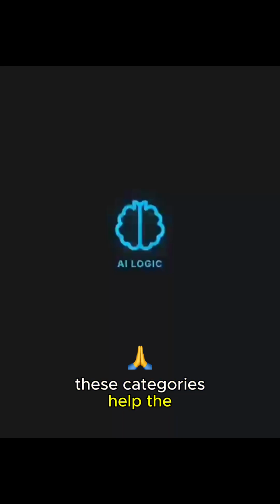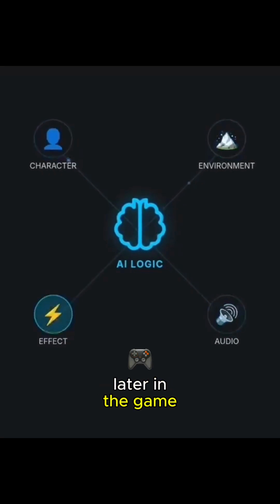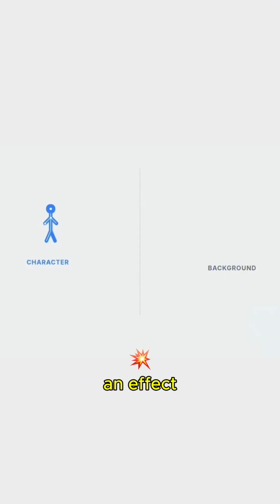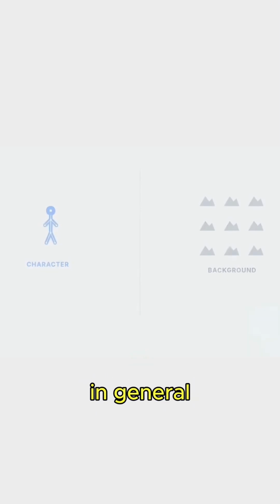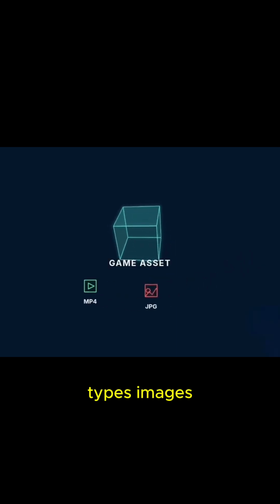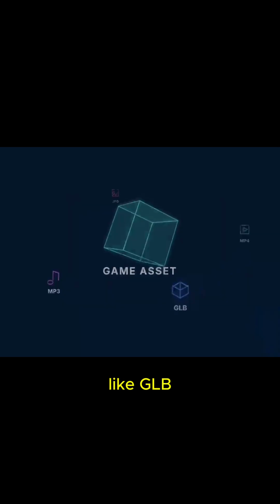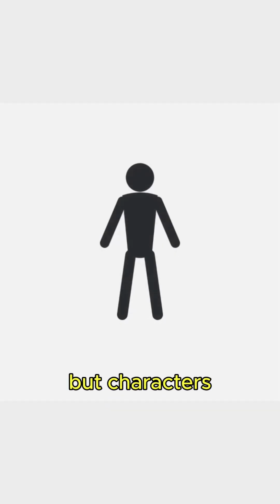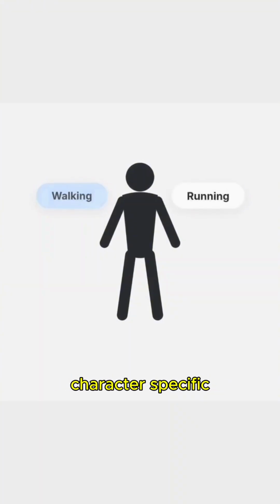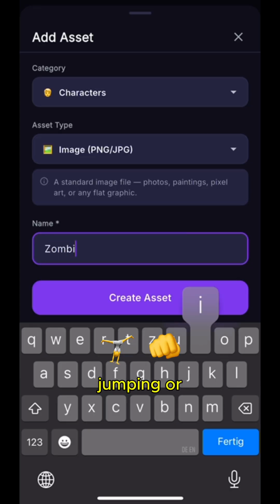These categories help the AI understand how each asset should be used later in the game. For example, a character is handled differently from a background, an effect, or an audio file. In general, you can add different kinds of content to most asset types: images, animation files, 3D files like GLB, or audio files. But characters have one extra advantage. You can also add character-specific animations, like walking, running, jumping, or attacking.